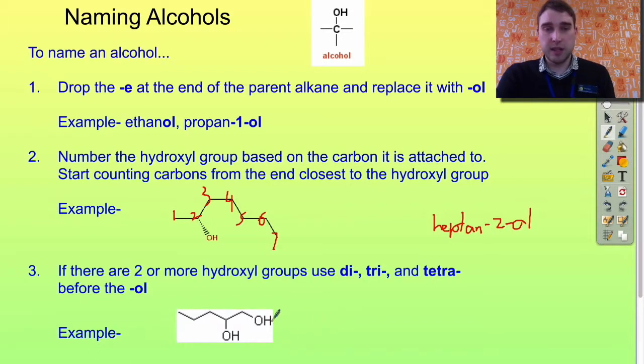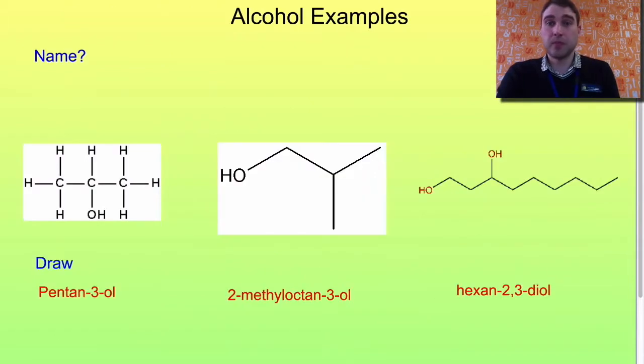If we look at this one down here, we're going to number again from this end, so that'll give us our lowest numbers. So 1, 2, 3, 4, 5, 6. So it's hexan. Now we've got a hydroxyl group on carbon 1 and carbon 3. So hexan-1,3. Because there are 2 hydroxyl groups, we call that a diol. So hexan-1,3-diol.